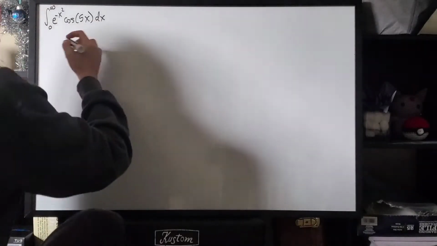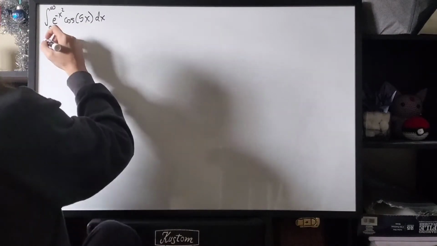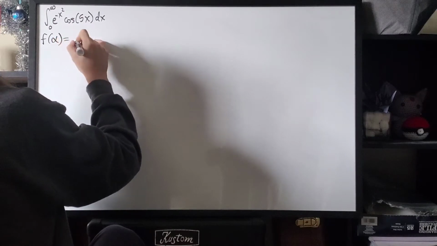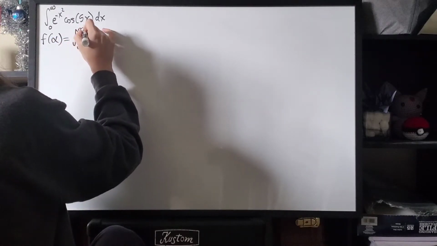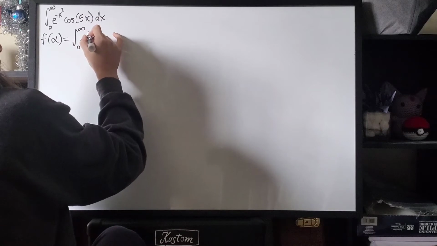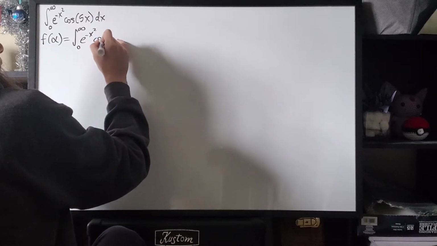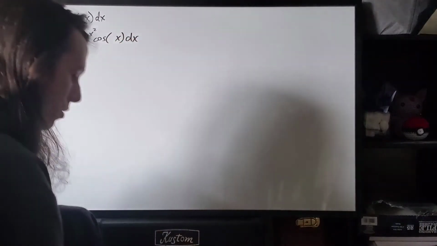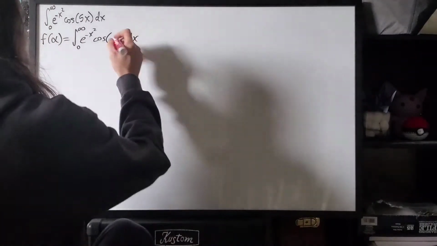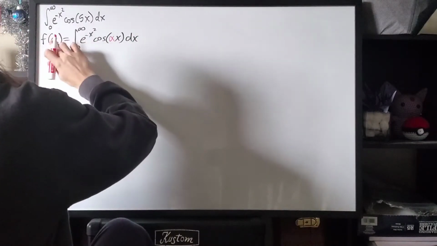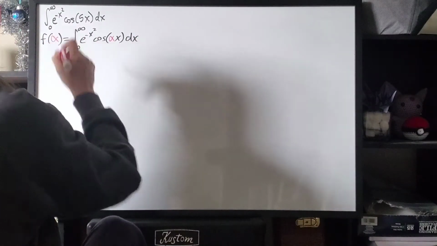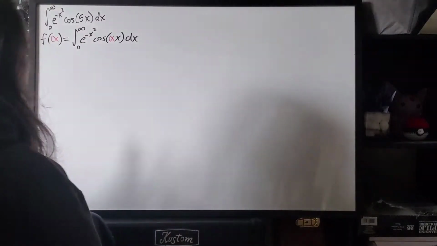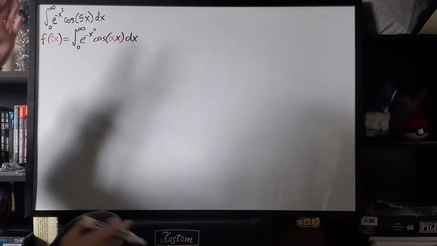Let's generalize this. So let's call it some function of alpha, a function of alpha, and it's still bound from 0 to infinity with our exponential multiplied by cosine of alpha x. And the function's still with respect to x. I wanted to denote the alpha in a different color. So alpha is just a parameter here. We can tell it to be anything we want now. It could be our 5 like it is in the original problem.